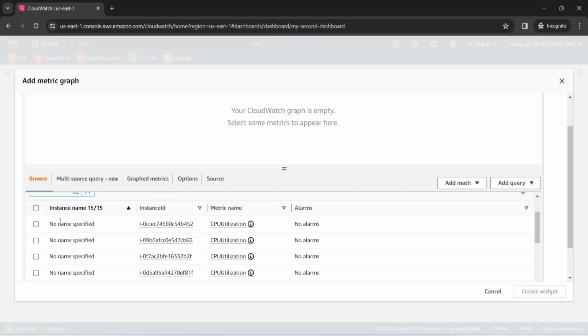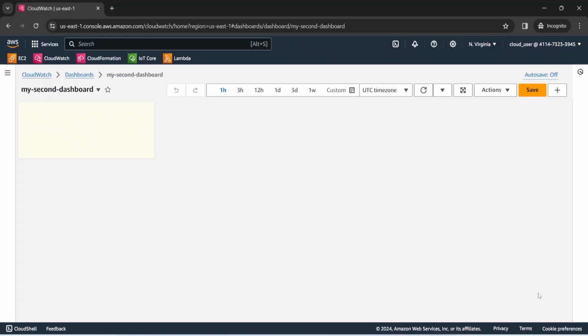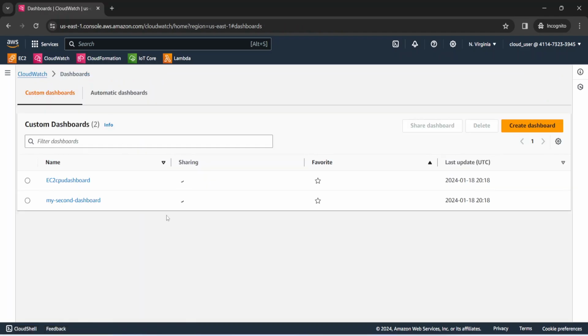I'll just select a random EC2 instance again and go ahead and create the widget. You can also see we don't see any CPU utilization since there isn't any instance configured accordingly. So next we'll go to the dashboards. We have two dashboards, you could say.